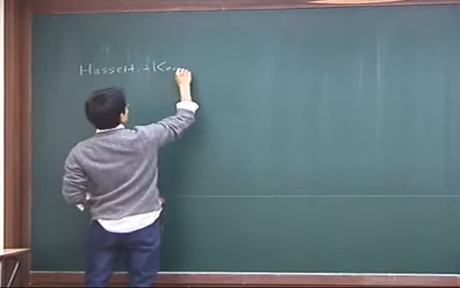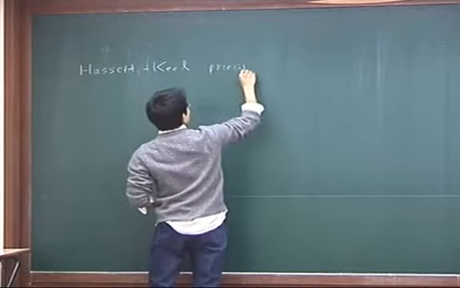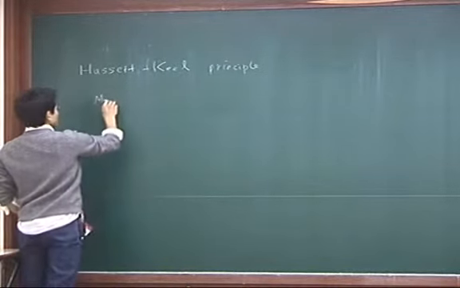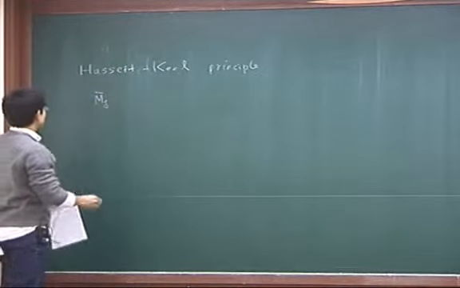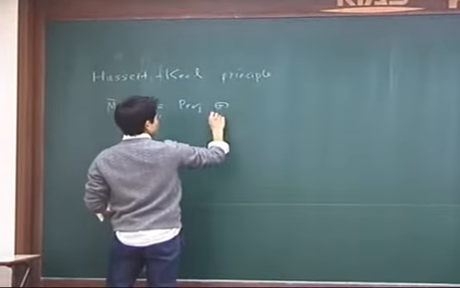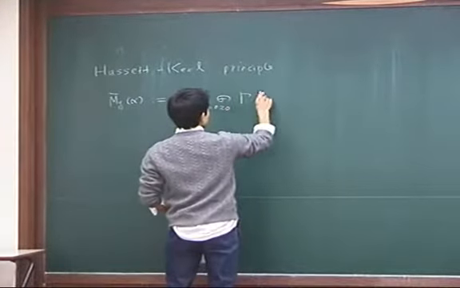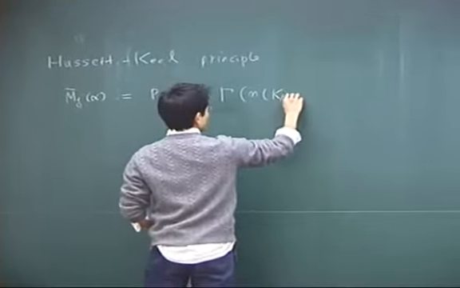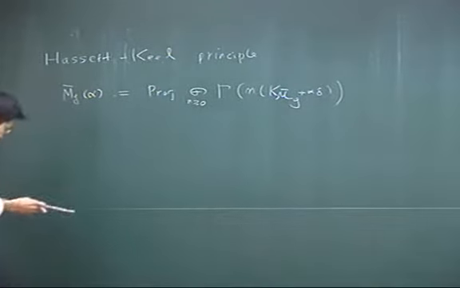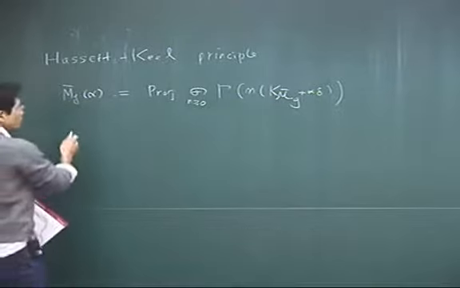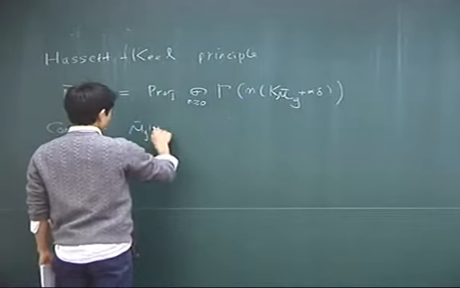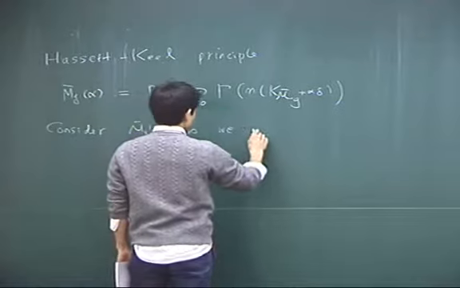So the Hassett-Keel program is about the log canonical models of M_g-bar. Well, the Hassett-Keel program for M_g-bar is the study of these spaces, which are defined by Proj of this graded ring, and we consider these log canonical models as we decrease alpha from 1 to 0.